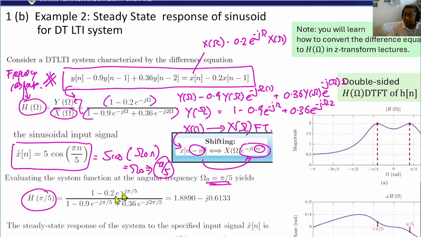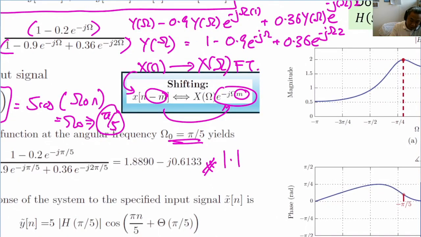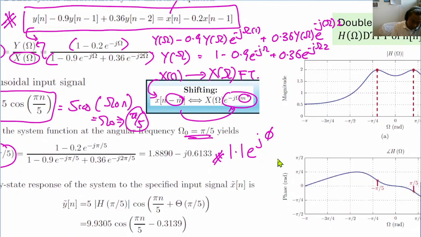You substitute. So the omega is here, minus j omega, minus j omega, minus 2j omega, and we will substitute. And basically all you are now doing is complex number manipulation over some division. You will get a rectangular form. You need to convert into a polar form. So this will be the magnitude and this will be the phase. So now we have a magnitude and now we have the phase.